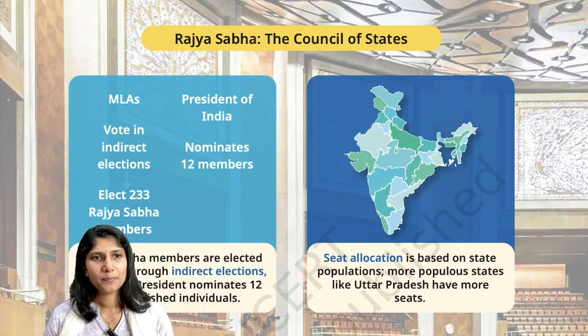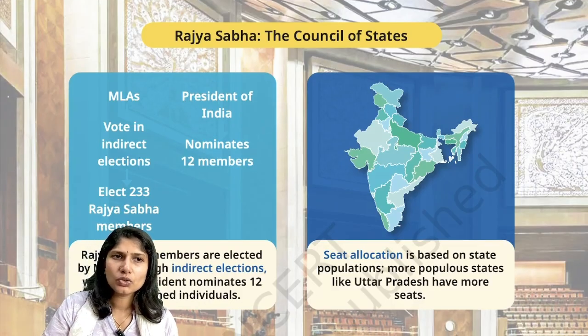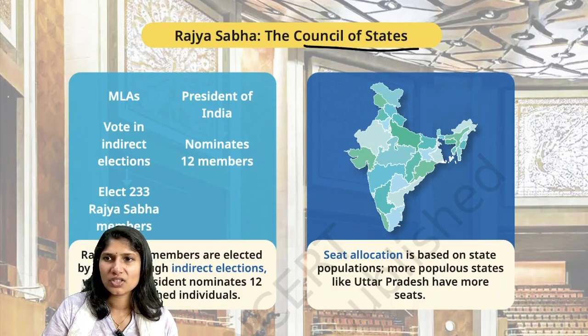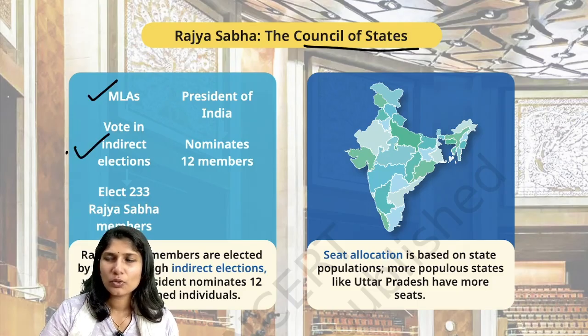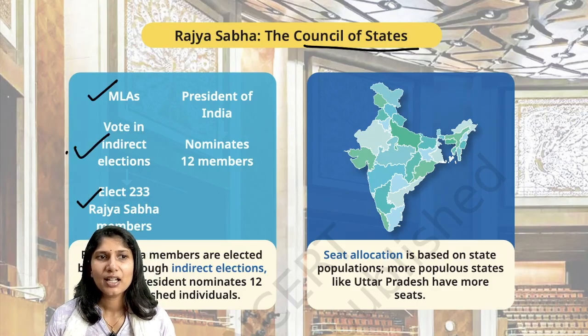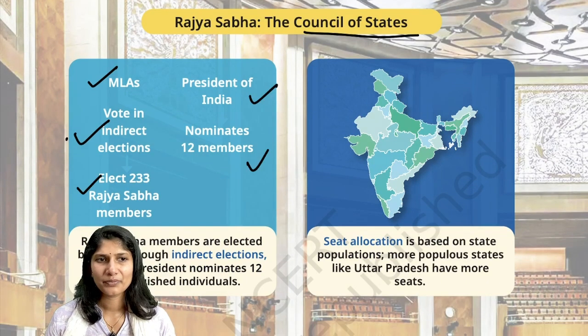So look at this. Rajya Sabha is called the upper house or the council of states, where Rajya Sabha members are elected by MLAs. This is indirect elections. Among 245 members, only 233 members are elected. The remaining 12 are nominated by the President of India.